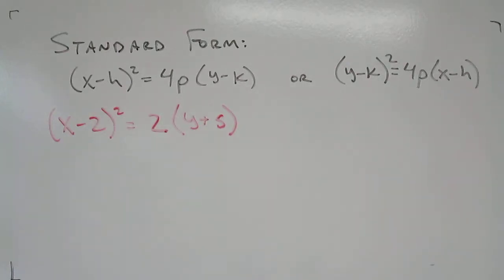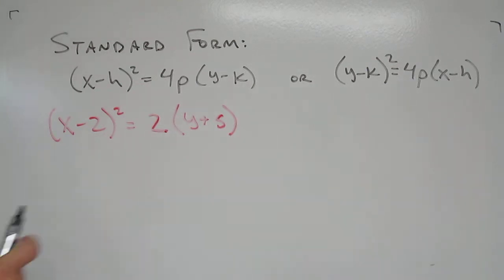Okay, in this example I'm going to start with an equation. In this case, (x − 2)² is equal to 2 times the quantity (y + 5). And notice I put that right underneath the standard form so that we can pick out some things, and then we'll graph it and label a whole bunch of other things.